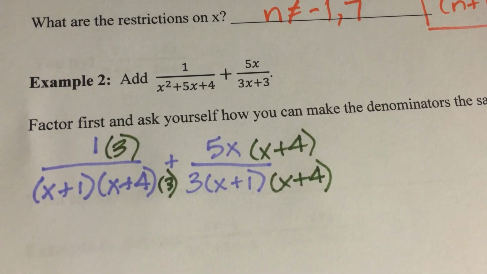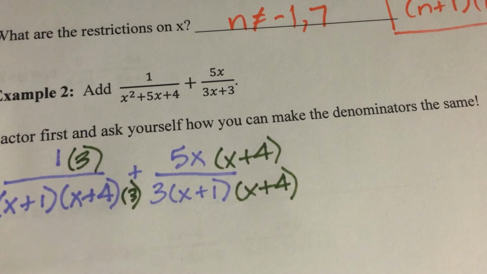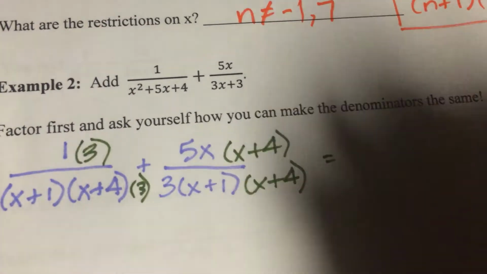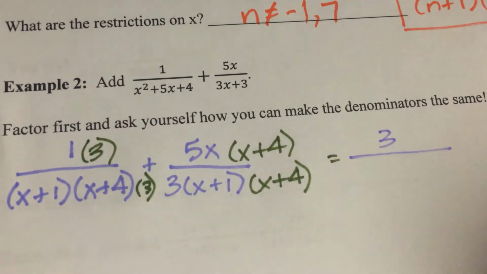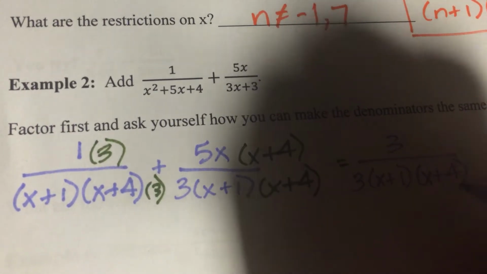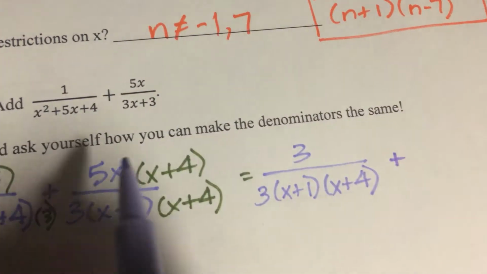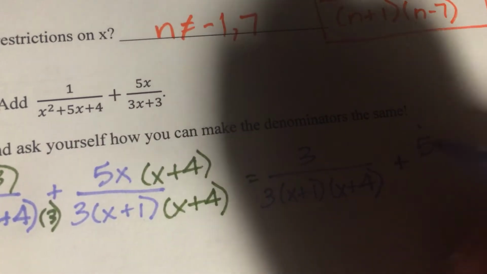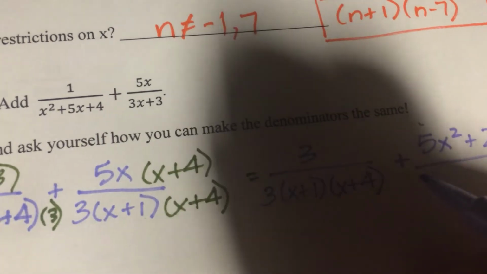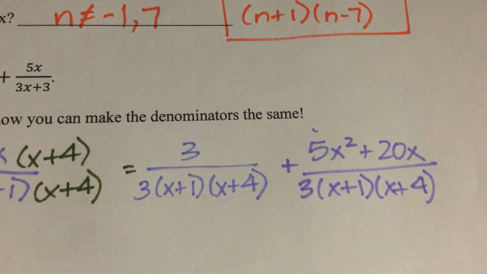Okay? All right, so hopefully that made sense. So ask yourself, what does each denominator have that the other one doesn't have? And then give it to the other denominator. So this is going to be 1 times 3 is 3. And then I like to put my constant in front. So 3 times x plus 1 times x plus 4. Okay, and then if I multiply 5x times x plus 4, I get 5x squared plus 20x over 3 times x plus 1 times x plus 4, just like that.